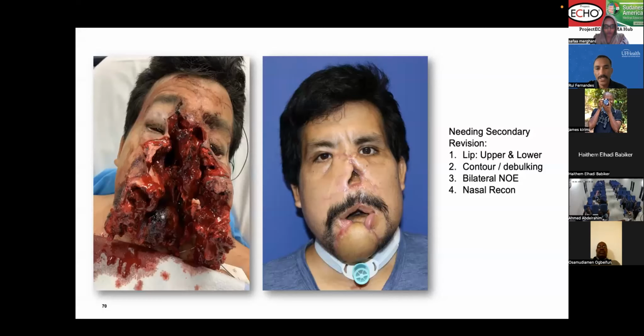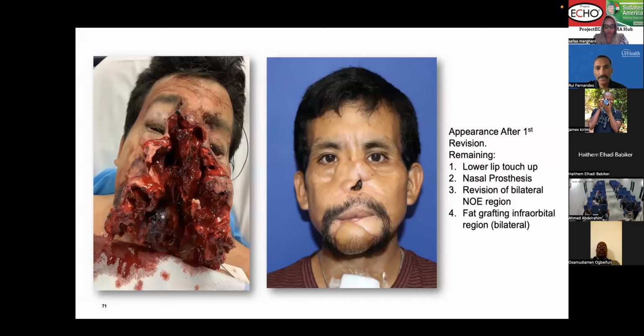Obviously, he's no longer trach dependent. He's lost some significant weight. You can see bilateral temporal hollowing, but he needs some fat grafting around the infraorbital region. He needs the nose reconstructed, and he also needs revision for his NOE. But he's able to take things by mouth. He's able to breathe and speak without much problems.